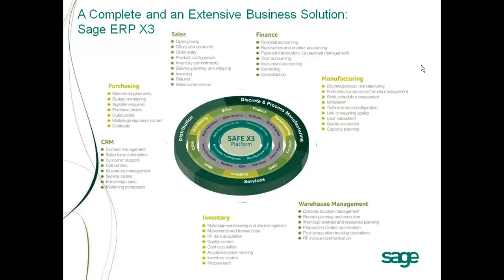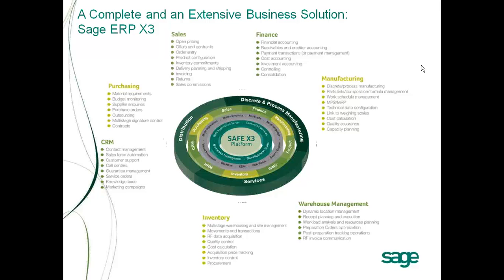X3 is a very functionally rich system. This is just a very brief chart that will allow me to discuss all the different functionalities that we have. You can see going around the wheel here that we cover everything, what I like to say, quote to cash and procure to pay, and everything in between, all the different functionalities, from purchasing to sales to manufacturing and so forth.